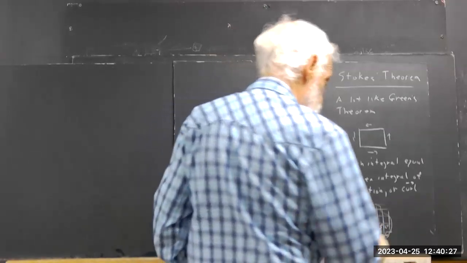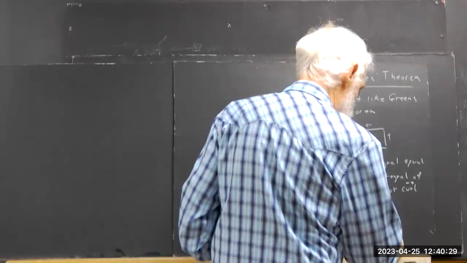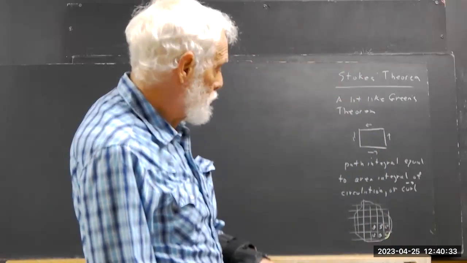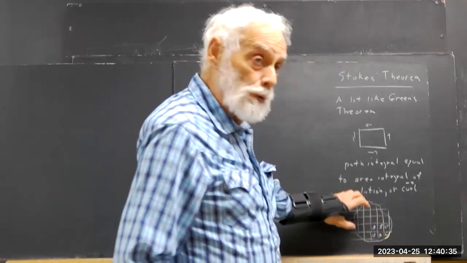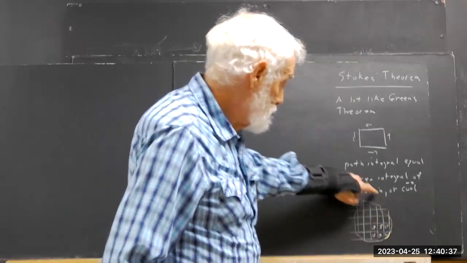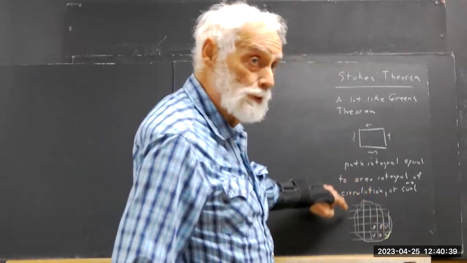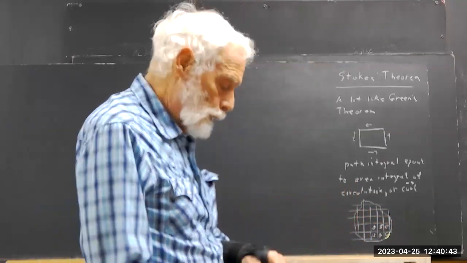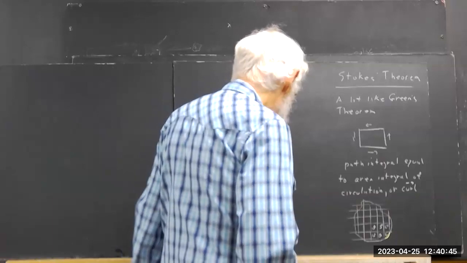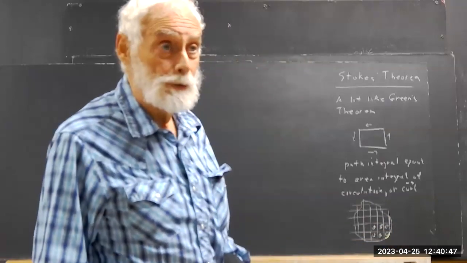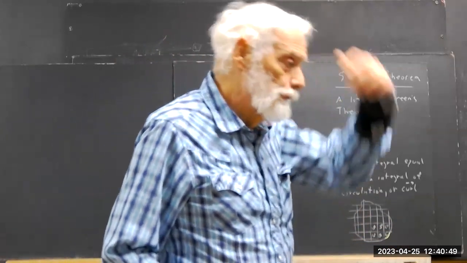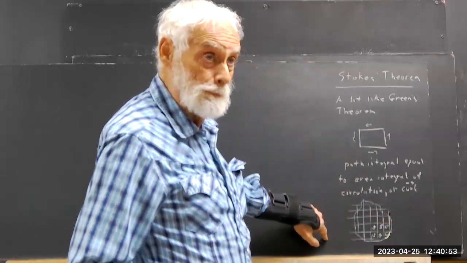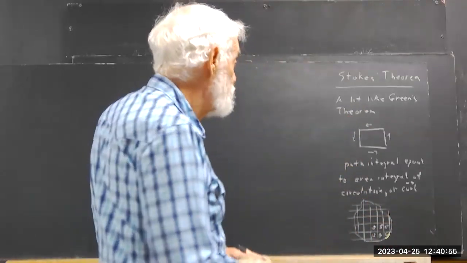We talked about that in some detail. So the total circulation within the region becomes the same as the circulation around its closed boundary. Well, that works in 3 dimensions. It works for a surface. Green's theorem is just in the plane.